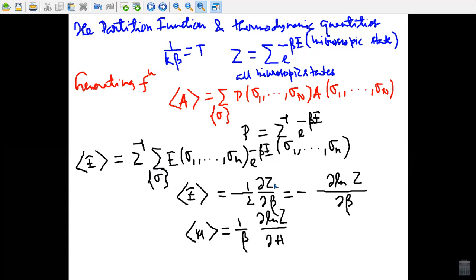And it reveals that the sum appearing in it can be written as minus del Z del beta, and the average E equals minus 1 upon Z del Z del beta, or minus del beta of ln Z. And in a similar manner, it is possible to write the average magnetization in the form 1 upon beta del ln Z del h.